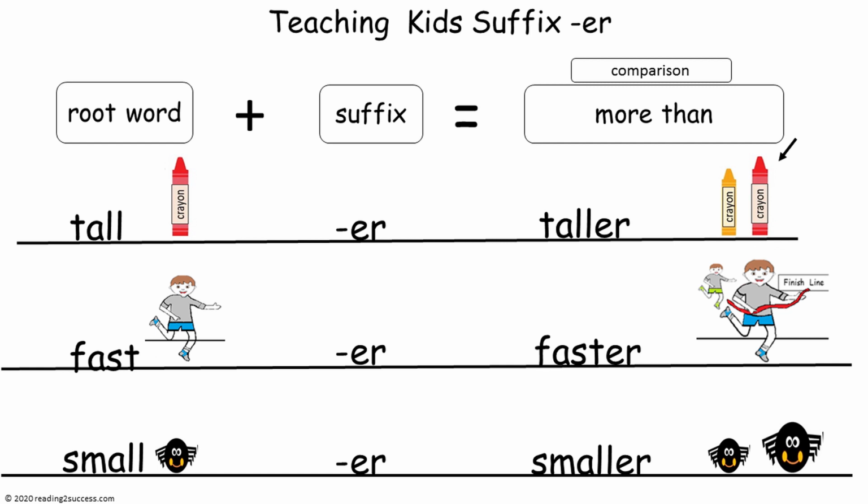The root word is fast, and when we add the suffix er, the word is faster. So it is comparing who is the faster runner, and it is the boy who is at the finish line first. Our third example, the root word is small, and then when we add the suffix the word is smaller, and the first spider is smaller than the other spider.